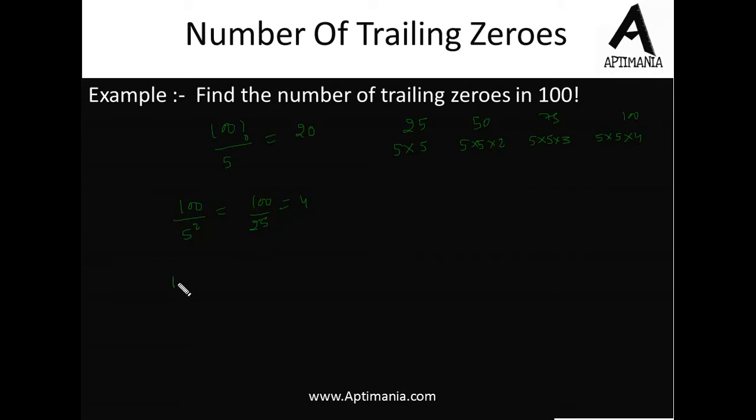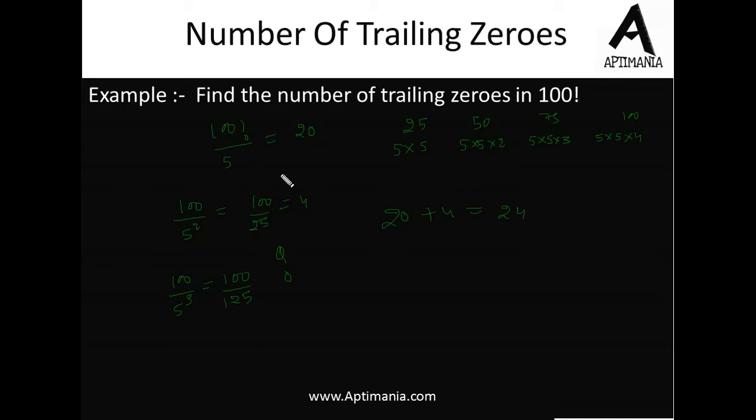Then we'll divide this 100 by 5 cube. Now this 5 cube is 125, and the numerator is less than 125. So the quotient over here would be 0. So we don't have any number which is having more than 2 5s in them. So the total number of 5s that we have got is 20 plus 4, which is 24.